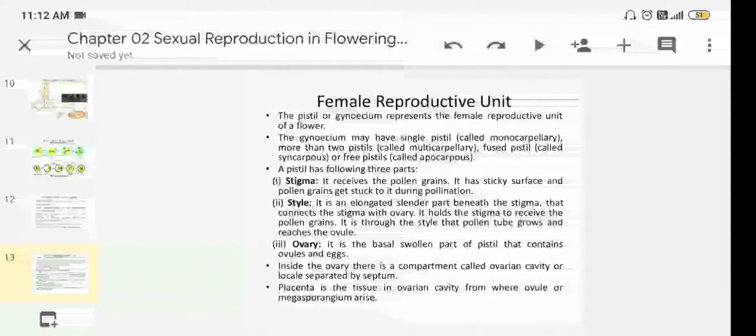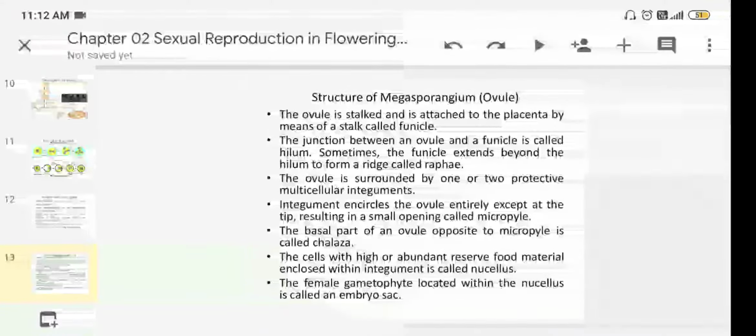Stigma receives the pollen grains. It has a sticky surface and pollen grains get stuck to it during pollination. Sometimes the stigma may be feathery in some plant species.